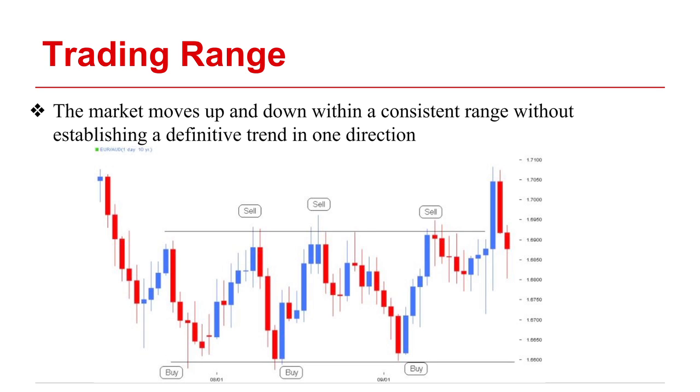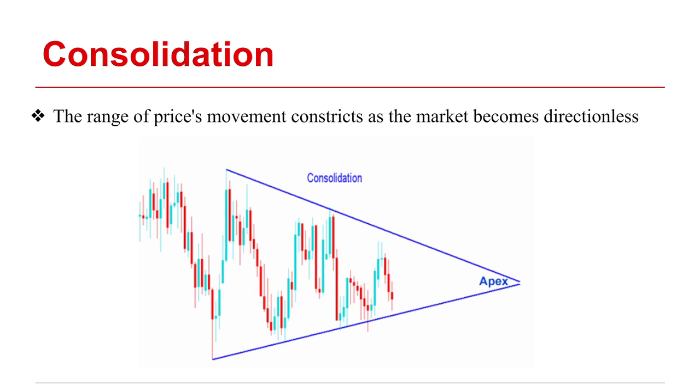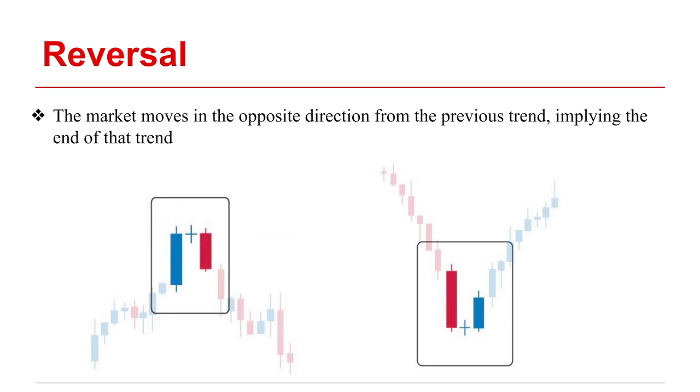When people say trading range, it implies that the market is moving up and down within a consistent range without establishing a definitive trend in one direction. Consolidation implies that the range of price movement is constricting as the market becomes directionless, or bears and bulls are balancing out. A reversal is a movement of the market in the opposite direction from the previous trend, and a reversal implies that that trend is over.